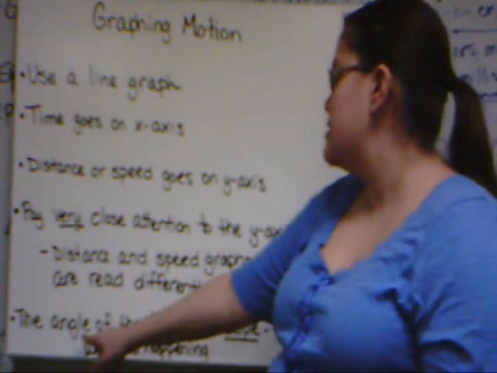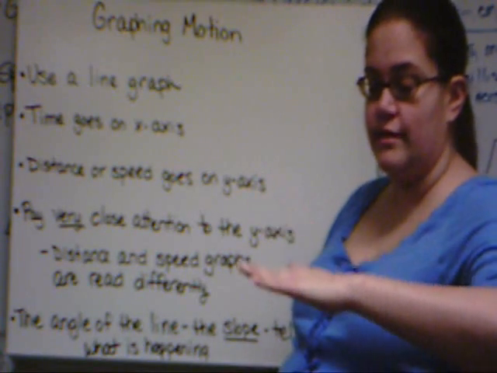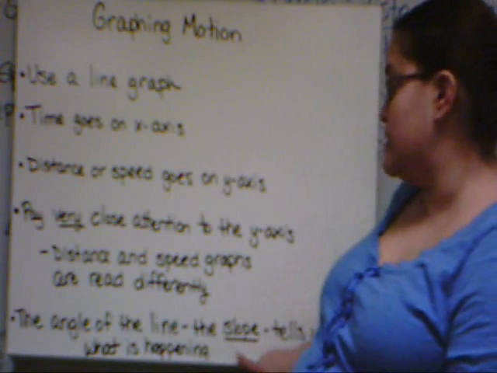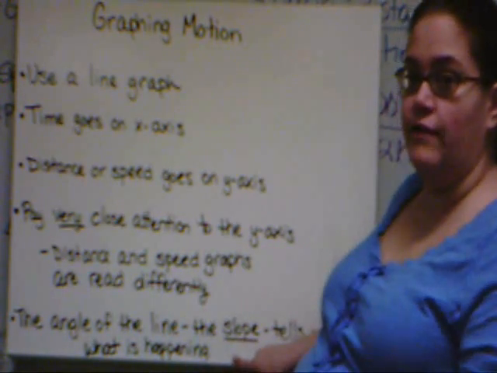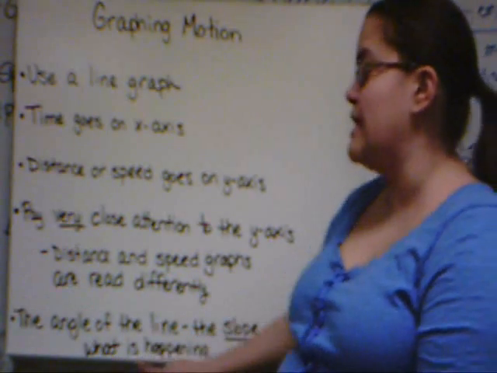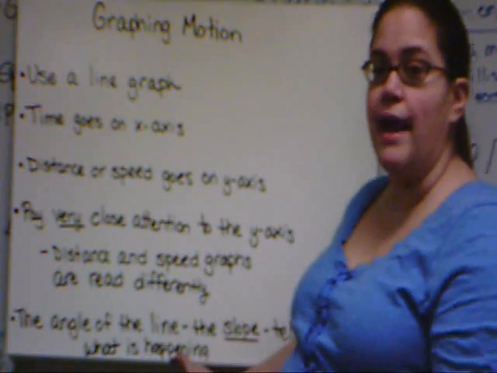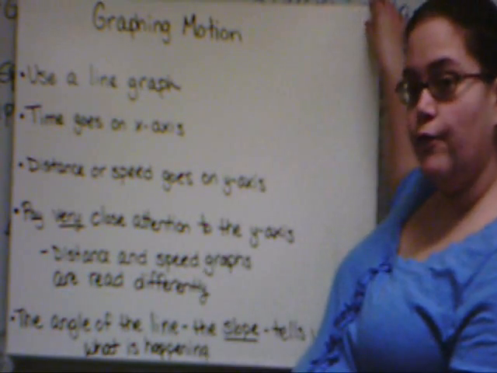The angle of the line, whether the line is flat or kind of flat or really steep, is called the slope. You hear that in math. The slope of the line is the angle of the line and tells us what's happening. So we're going to look at how the angle of the line changes and how it compares to other angles on the graph to see how the motion changes.